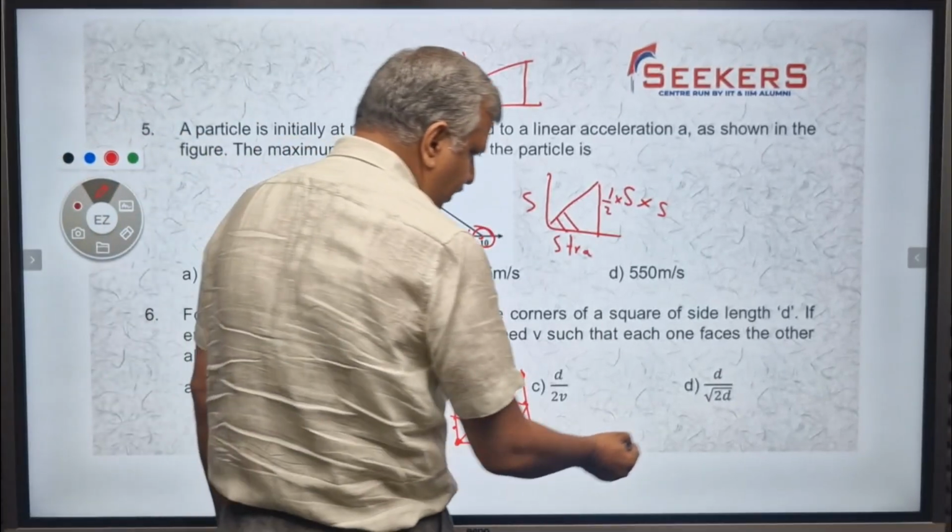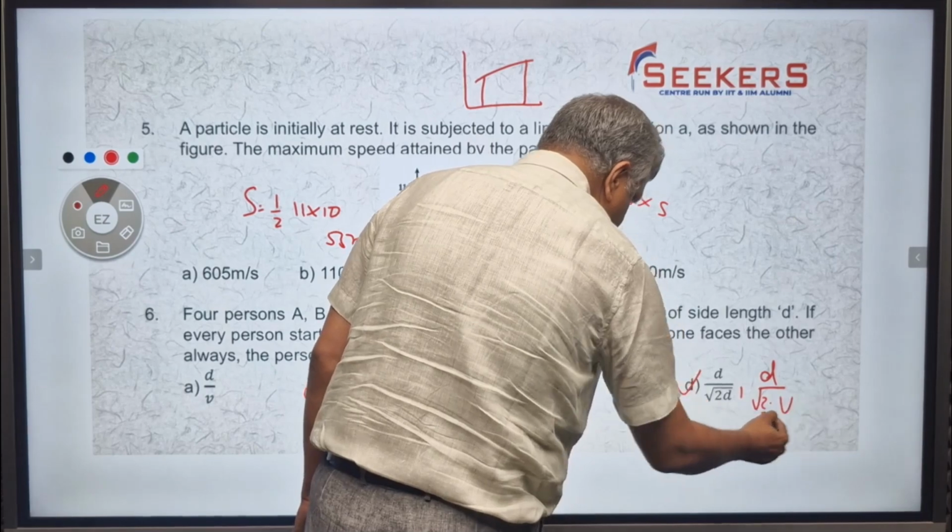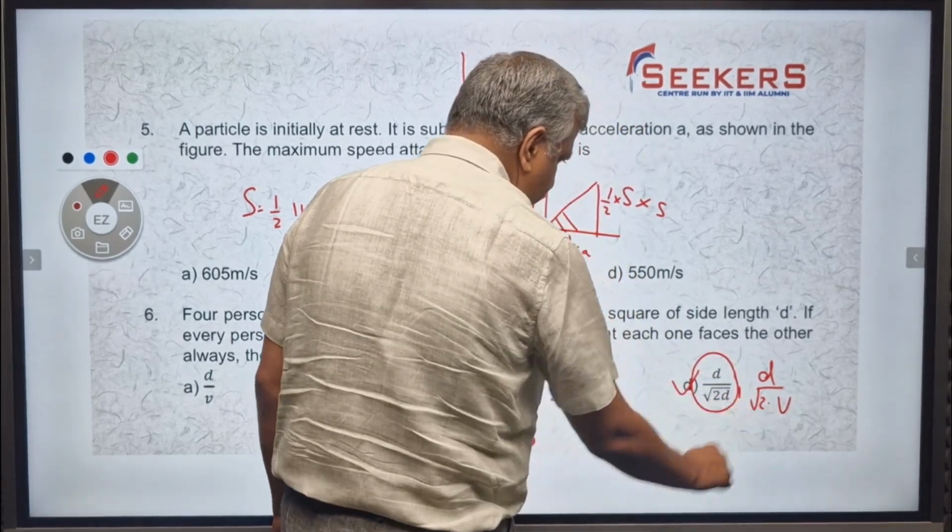So there is an error here. This should be the right option. It should be d by root 2 into v. So there's a typo error here. If that is sorted out, it will be the right one.